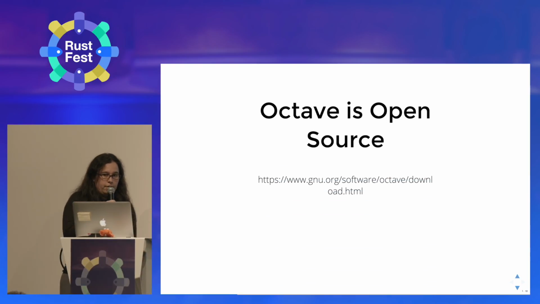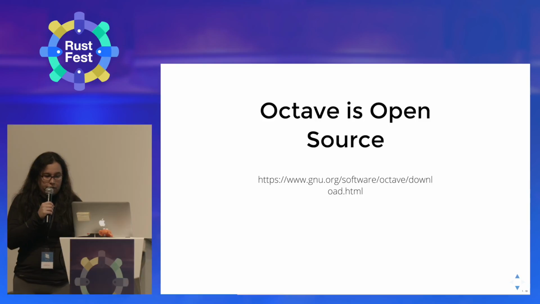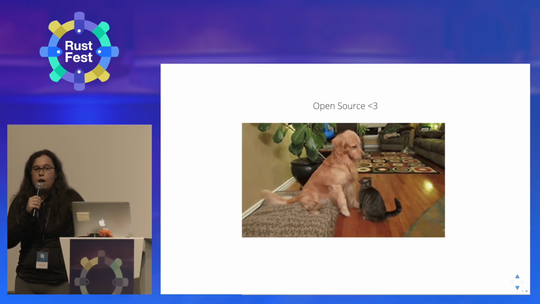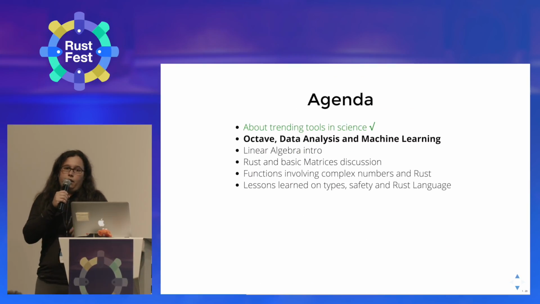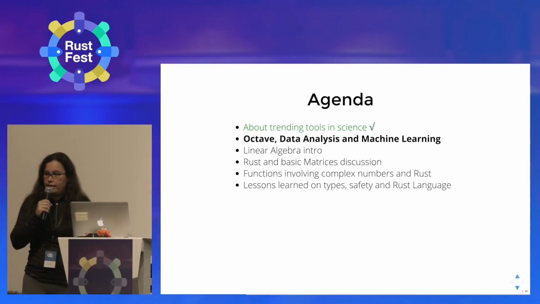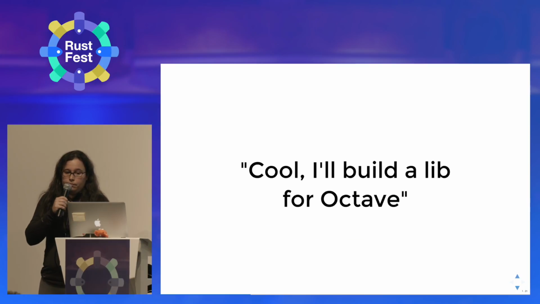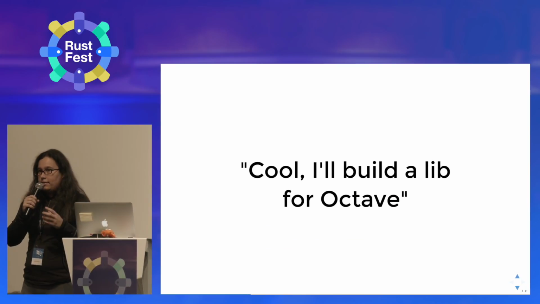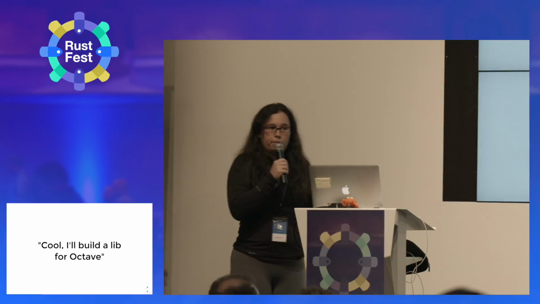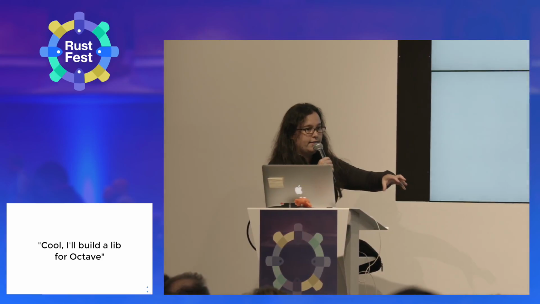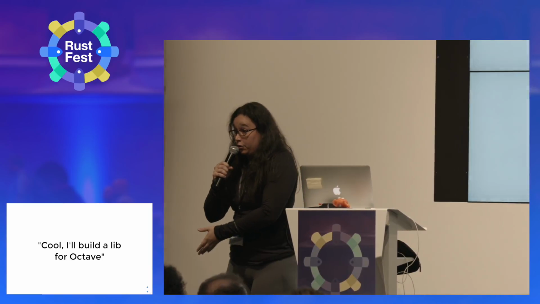A good point about Octave is that it is open source, and open source is pretty cool because you can easily extend the existing libraries, you can submit patches and things like this. And this is pretty much what happens when you're doing research. There is a point that you need to add your code to an existing tool.